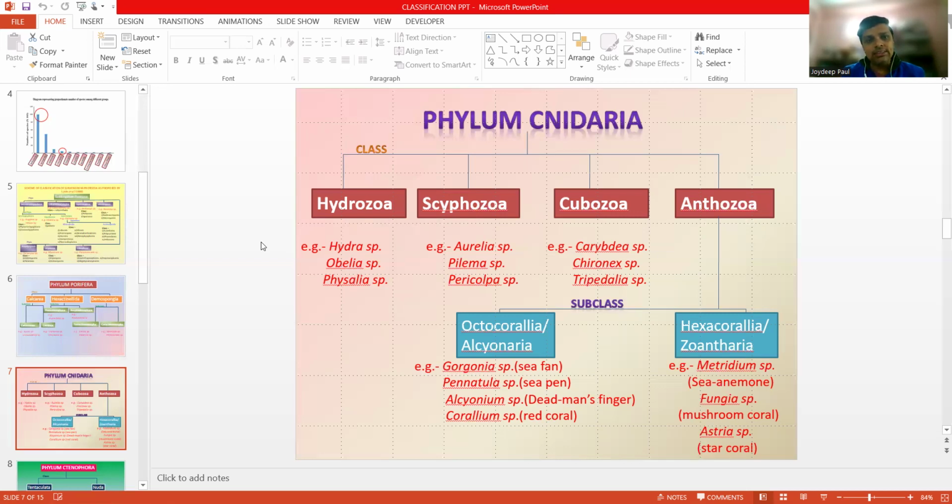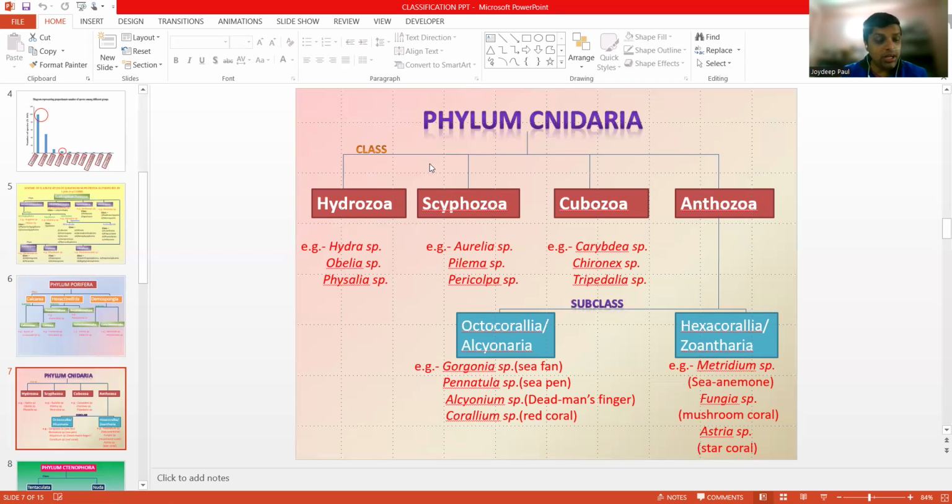Now let us discuss the basic classification scheme of Cnidaria. The phylum Cnidaria can be further subdivided into classes: Hydrozoa, Scyphozoa, Cubozoa, and Anthozoa. First class is Hydrozoa. Hydro means water, zoa means animal. So basically all the animals in this particular class have a common habitat of water. Mostly marine, few are freshwater, some are solitary, and some are colonial.